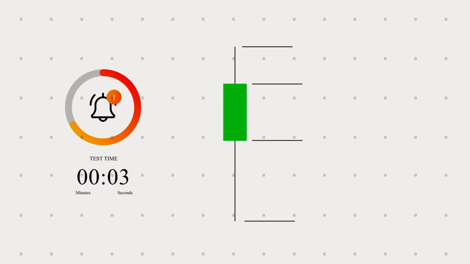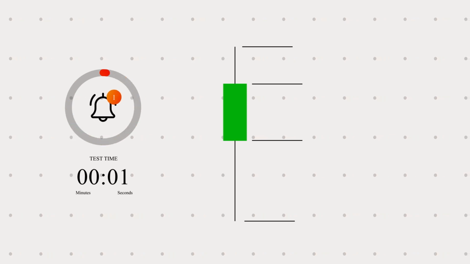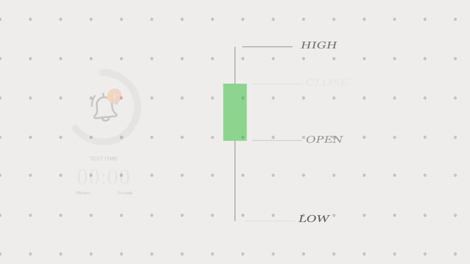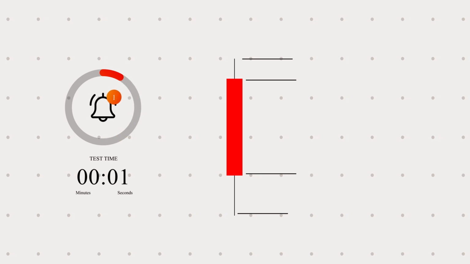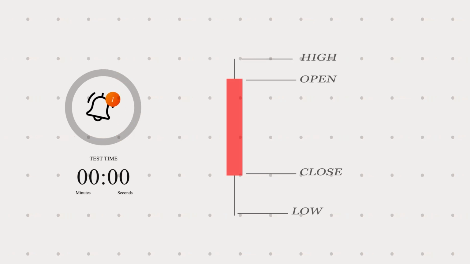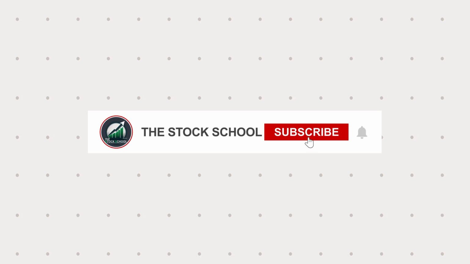Let's put your knowledge to the test. Can you spot the open, high, low, and close on this green candle? Now look at this red candle. Where's the open, high, low, and close? Let me know in the comments how many you got right. And remember, practice is what makes you a pro at reading charts.